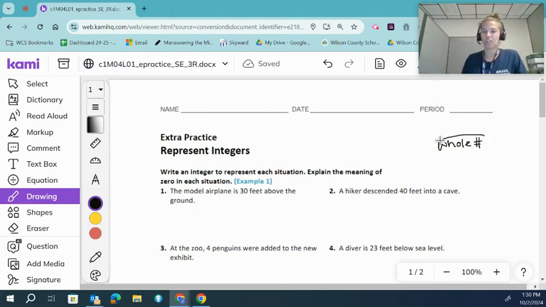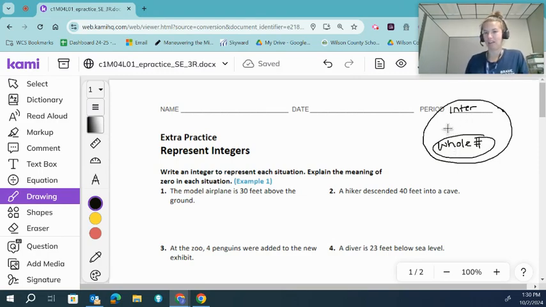Now, integers include whole numbers and the negatives of those. So integers are your positive and your negative whole numbers. So -2, -19, -78, -463 will all be integers, okay? So the number 2 is not only a whole number, it is also an integer. Okay, so your whole numbers are both whole numbers and integers. So integers again are positive and negative whole numbers.